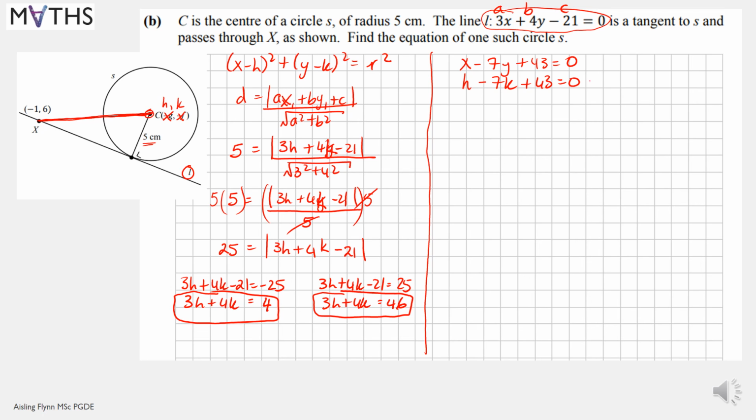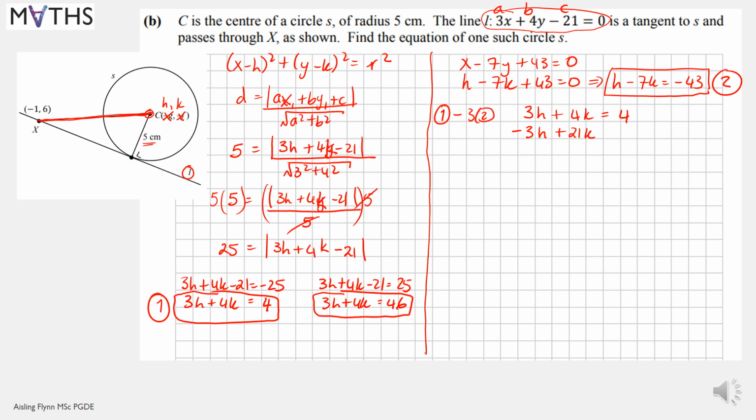So if we substitute for x, h minus 7k plus 43 equals 0, we have a third equation. Let's just rearrange that slightly: h minus 7k equals minus 43. It really doesn't matter which one we choose. We'll call this number 1, and we'll use the one we've just gotten as number 2, and we'll do equation 1 minus 3 times equation 2. So let's write down equation 1, 4k equals 4, and minus 3 times h plus 21 times k equals plus 129.